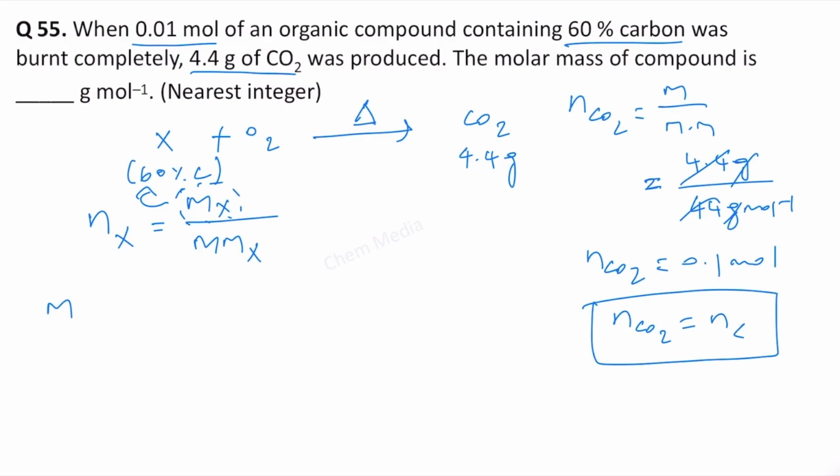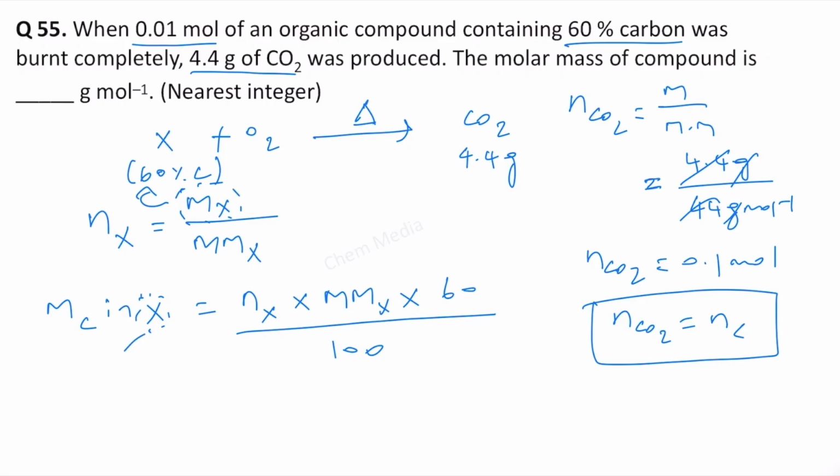Therefore, mass of carbon in X is equal to number of moles of X times molar mass of X times 60 by 100, because whatever is the total mass of X, in that 60% is carbon. Therefore 60 by 100. Now let's keep it as equation 1.